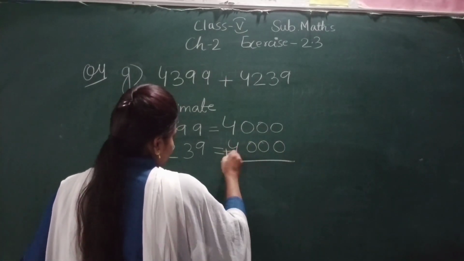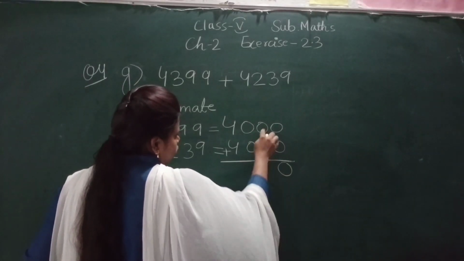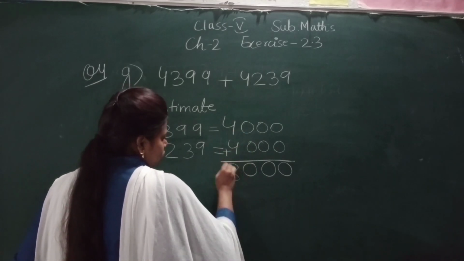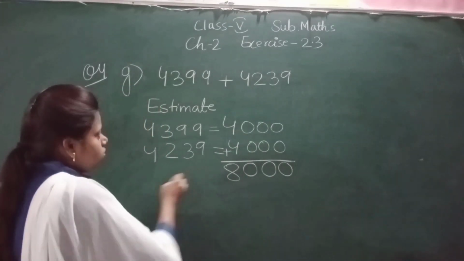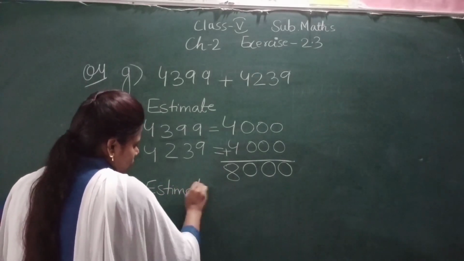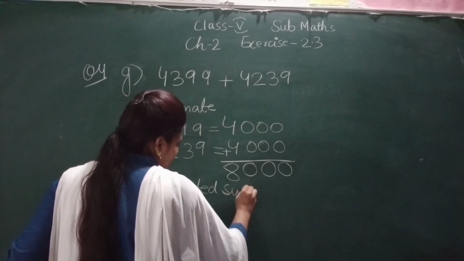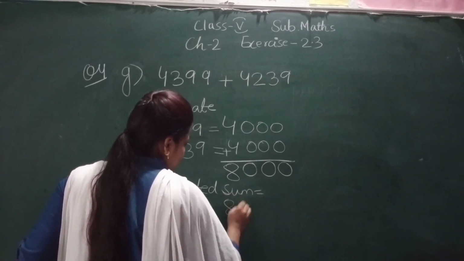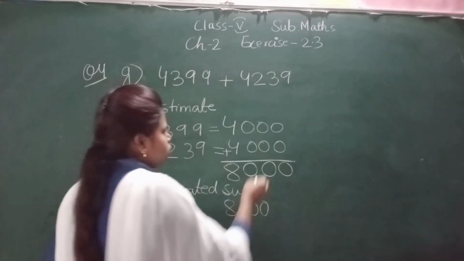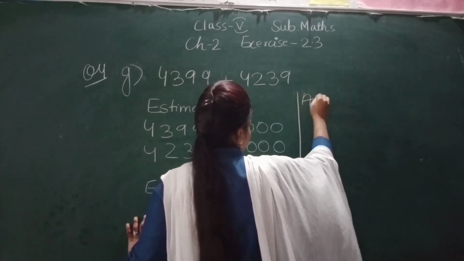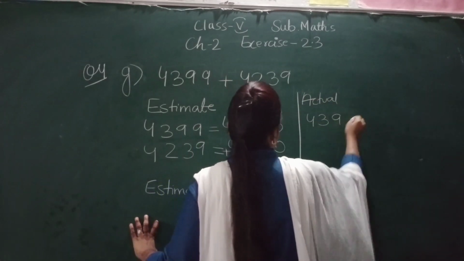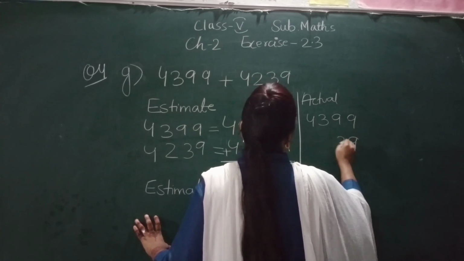Now we will do the addition. 0 plus 0 is 0, 0 plus 0 is 0, 0 plus 0 is 0, 4 plus 4 is 8. So this one is the estimated sum. The estimated sum is equal to 8,000. Now let's do the actual one. 4,399, and what is this?